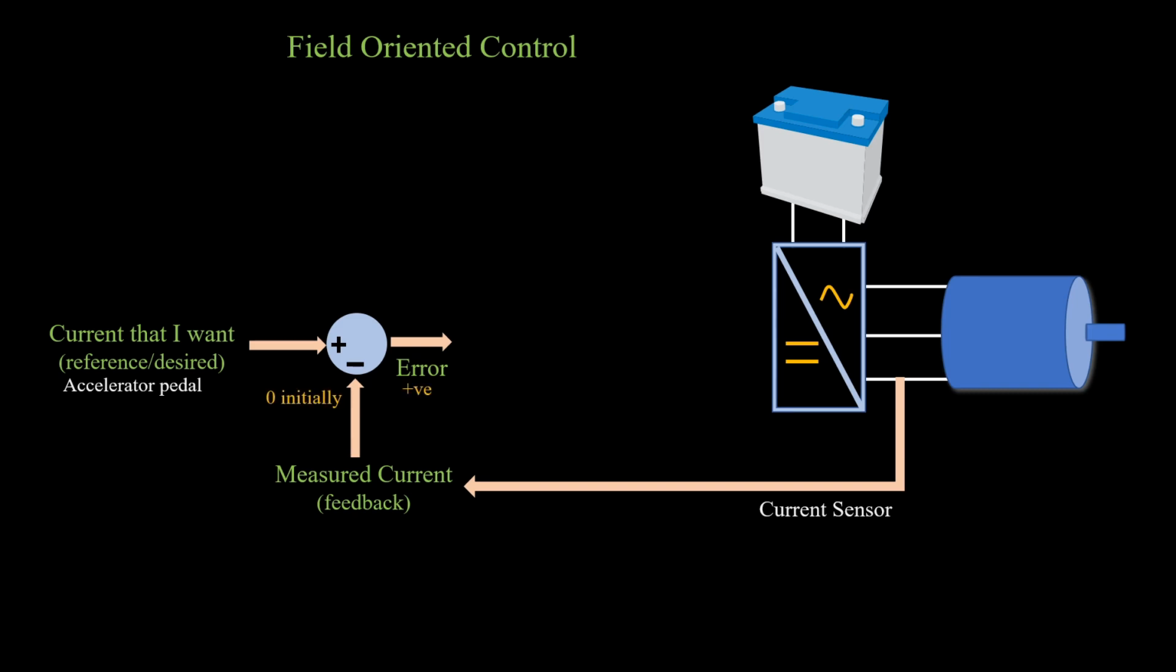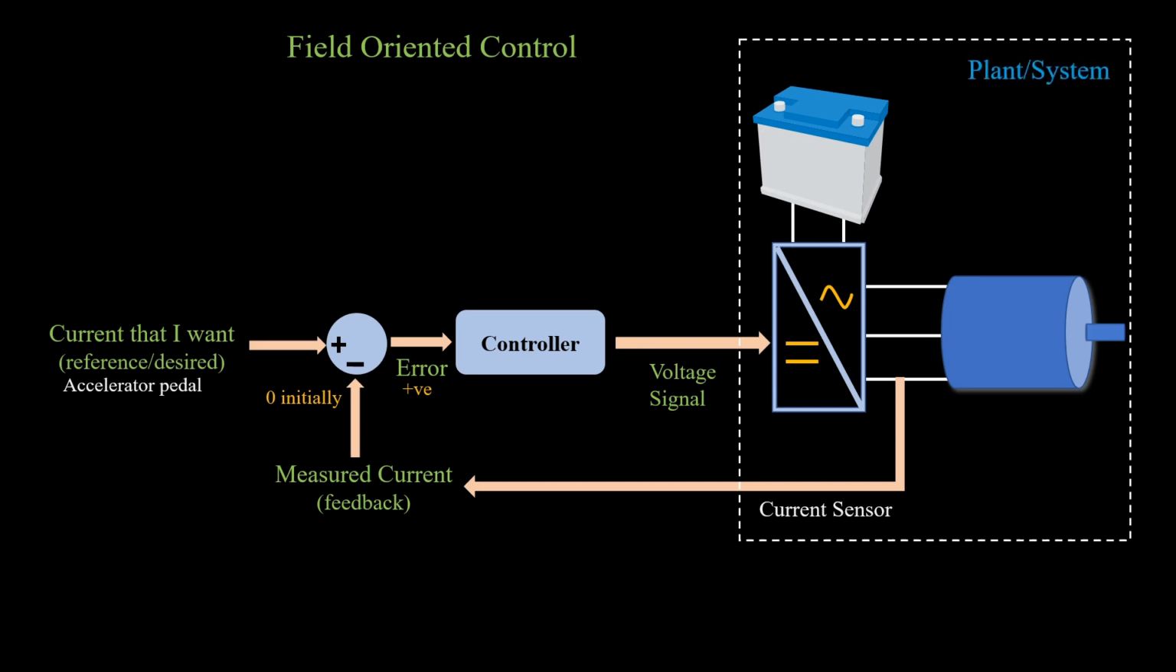We can start pushing current and reduce the error if we increase the voltage output from the inverter. So let us say we have a control block which converts this error to a voltage signal. This voltage signal, we will feed it to the inverter, and the inverter will produce the exact same voltage, and then we can feed that voltage to the motor. In control systems language, we can denote the inverter and the motor as a system or plant.